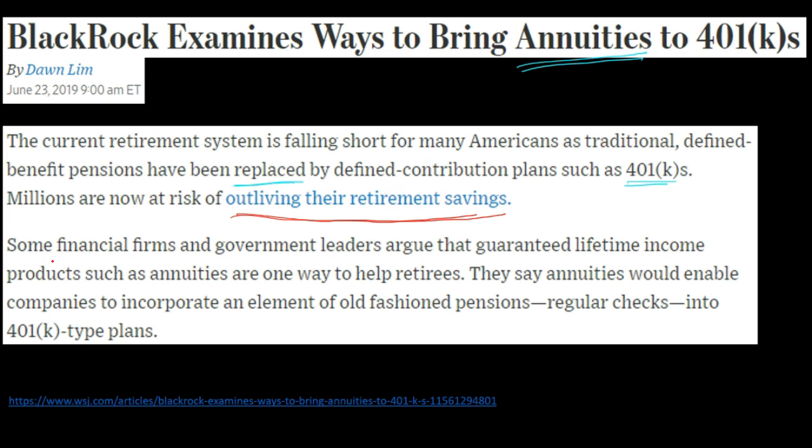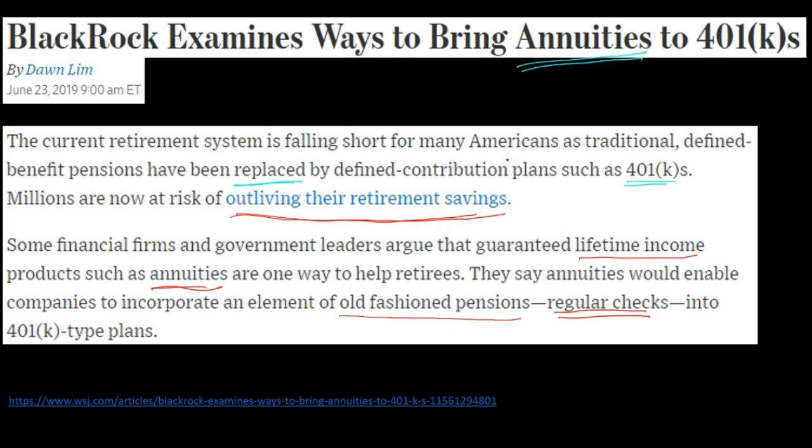annuities, right? And so that is why some financial firms and government leaders argue that guaranteed lifetime income products such as annuities could be one way to help retirees, because they're saying annuities would enable companies to incorporate an element of old-fashioned pensions, like these defined benefit pensions, which provide regular checks into the 401k type plans. And so it turns out that companies like BlackRock, by the way, the largest money manager in the world with about $6.5 trillion worth of assets under management, BlackRock is lobbying to bring annuities to 401k plans.